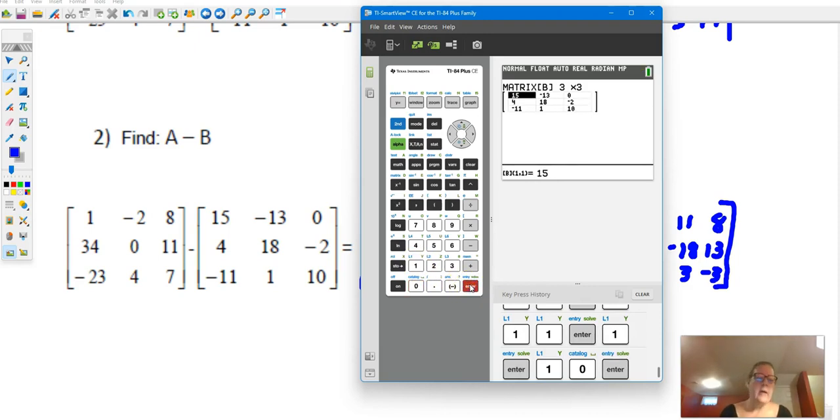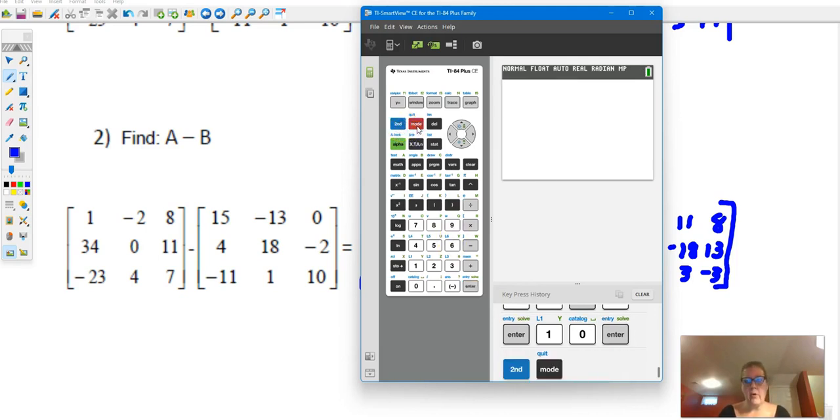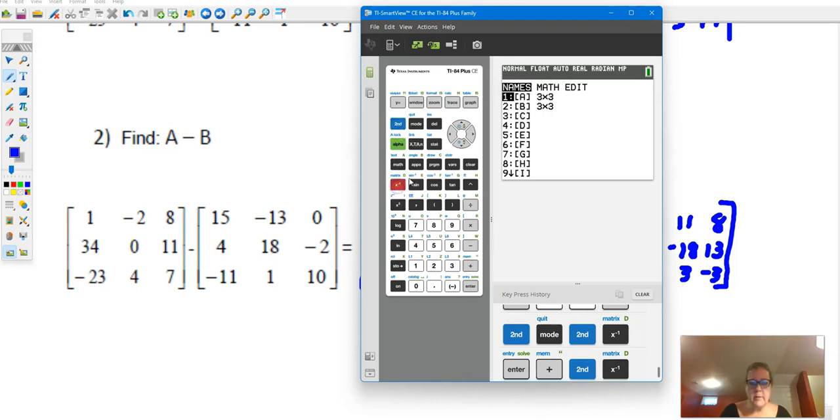integers that, you know, when you have the option to do this, you might want to consider spending the time doing it. All right, so from your home screen now, so second quit to get back to your home screen, what we're going to do is we're going to take second and x inverse, and under names, we're going to press enter at A, and it's going to go ahead, that's matrix A, so it's taking all these numbers, and we're going to add to that second x inverse, and then arrow down under names to B.